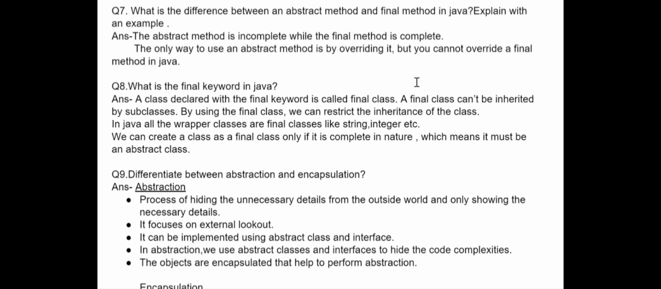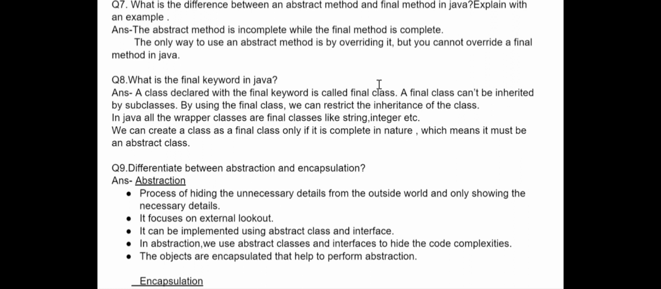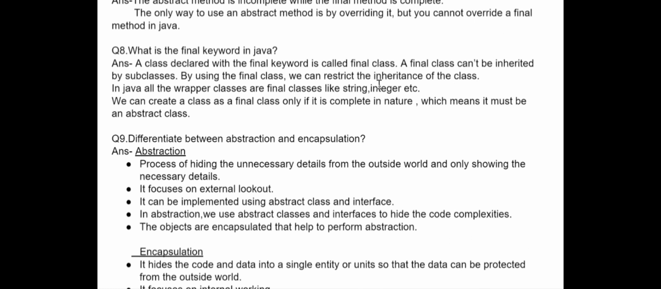Now, eighth number is, what is the final keyword in Java? A class declared with the final keyword is called a final class. A final class can't be inherited by subclasses. By using the final class, we can restrict the inheritance of the class. In Java, all the wrapper classes are final classes like String, Integer, etc. We can create a class as a final class only if it is complete in nature, which means it must not be an abstract class.